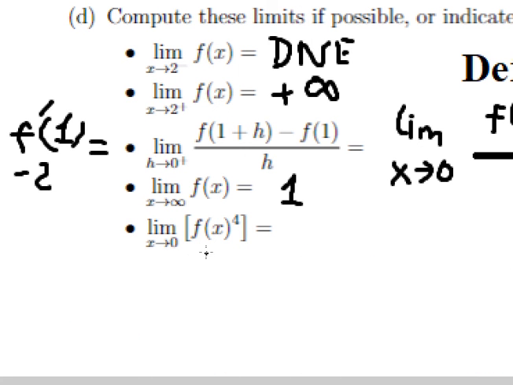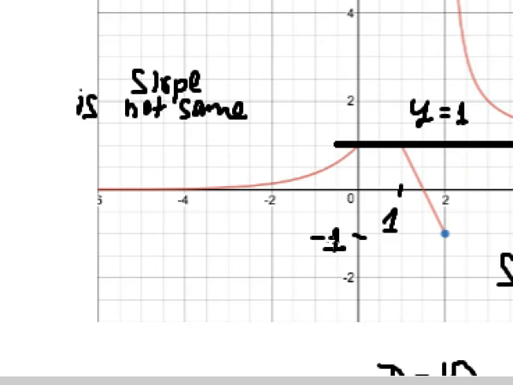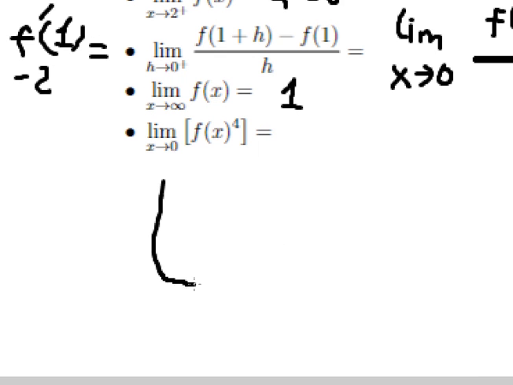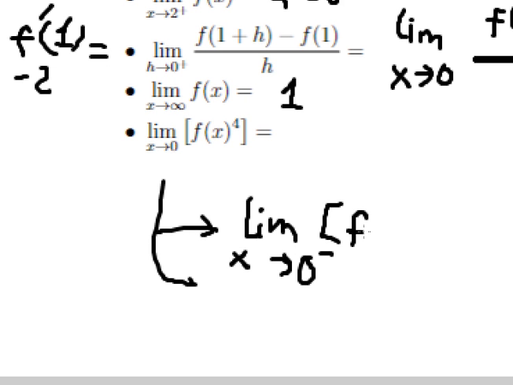The last one, x approaches number 0, f of x to the power of 4. So we can consider the limit on the left and the limit on the right. This one for the left, and this one for the right.